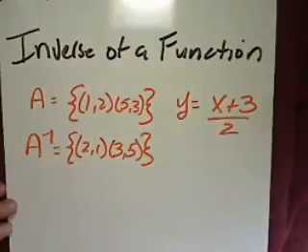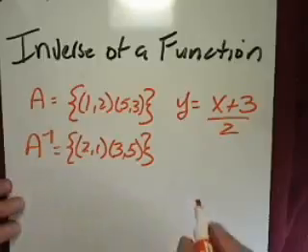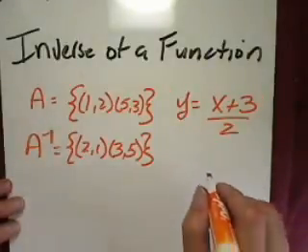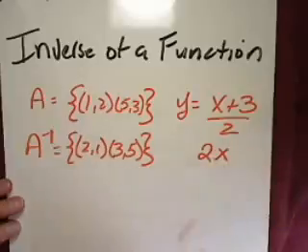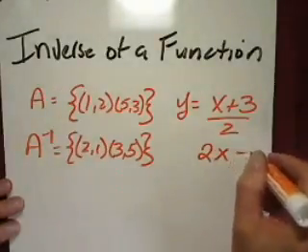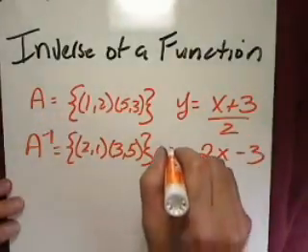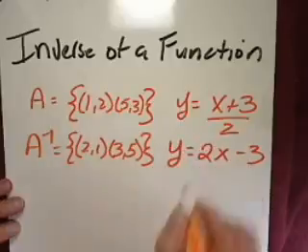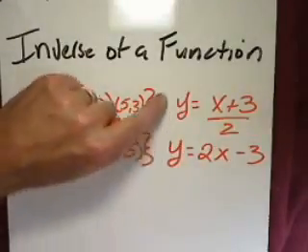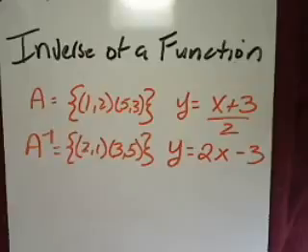Another way to look at this is, look, y is equal to (x + 3) divided by 2. What would be the opposite? We'll just work backwards. To work backwards, instead of dividing by 2, we multiply by 2. And instead of adding 3, we subtract 3. Okay, so these two functions here are really inverses.